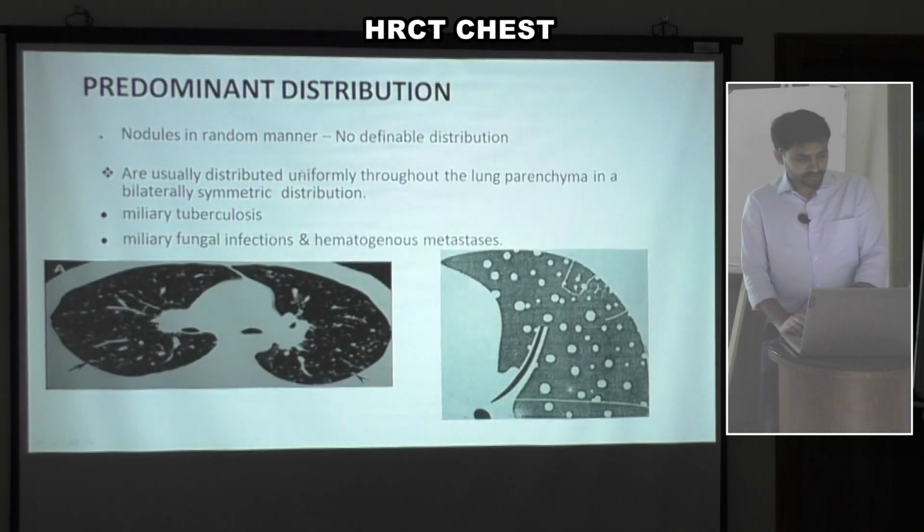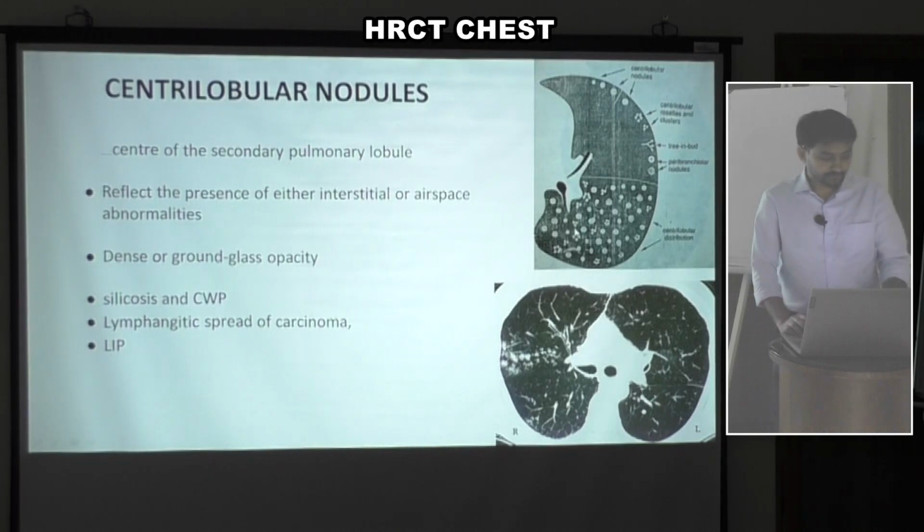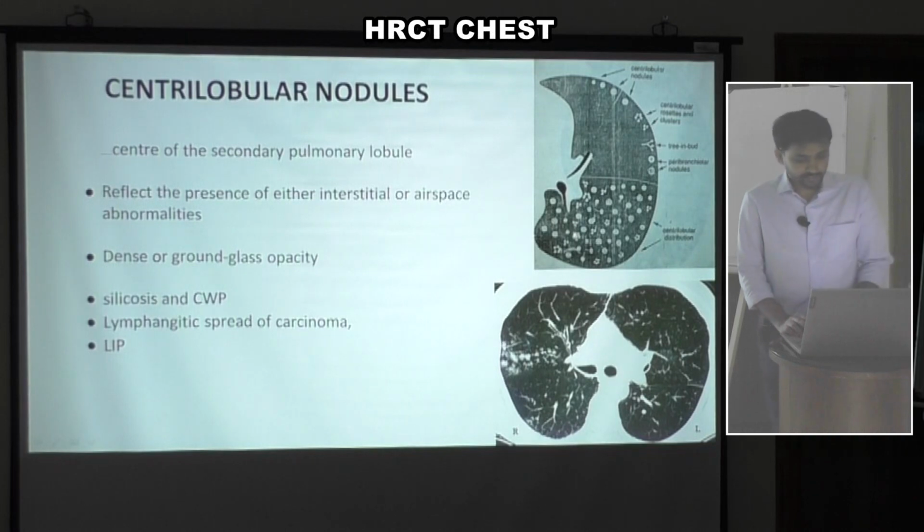And random distribution usually has no definable distribution, as in miliary TB, where you will see multiple nodules in the lung with no specific predominance. And centrilobular distribution, close to the aortopulmonary window or bronchus, is seen especially in silicosis, coal workers' pneumoconiosis, pneumococcal infection and lymphangitic spread of carcinoma. These are some conditions with centrilobular distribution of nodules.